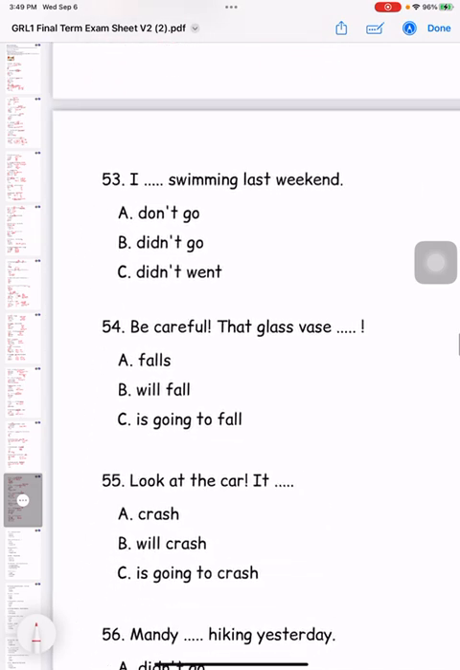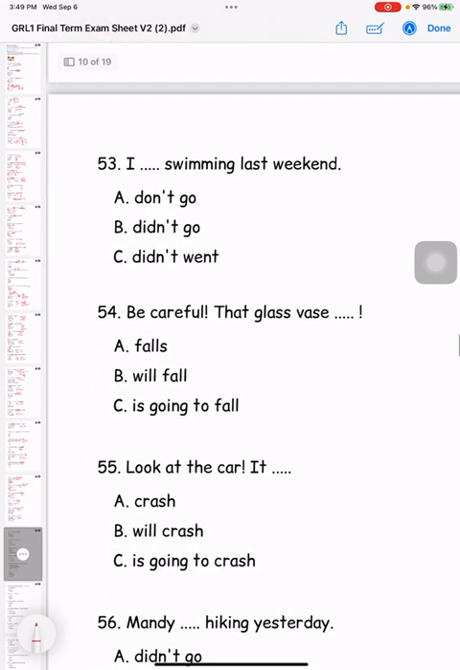Okay, now 53. I swimming last weekend. Okay, again, it's an action that happened in the past. Why? Because it was last weekend, 上个星期, 上个周末. So that means we're going to use past simple tense. So which one is past simple tense? Not A. A is present simple tense. And B and C didn't. Okay, what about the verb at the back? Should we use go or went? Go is the base verb.